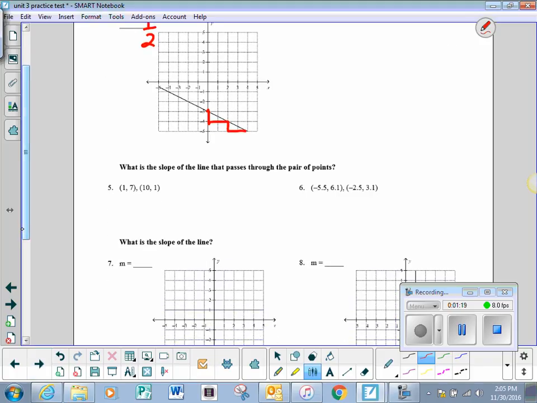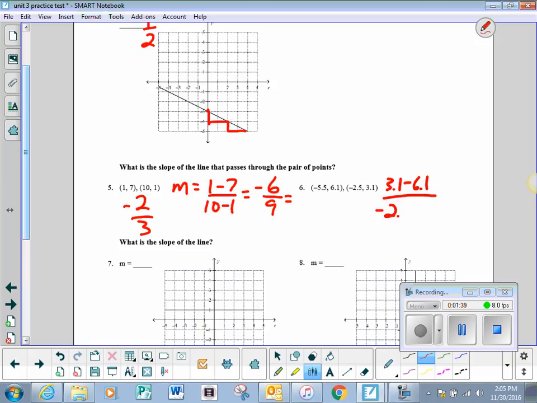How do I find the slope when I'm given 2 points? Well, I just apply the formula y2 minus y1 over x2 minus x1, so I get -6 over 9. I always want to reduce, so this one will be -2/3. Over here, I would do 3.1 minus 6.1 over -2.5 minus a -5.5. That's plus a positive, so I get -3 over 3, which is -1.